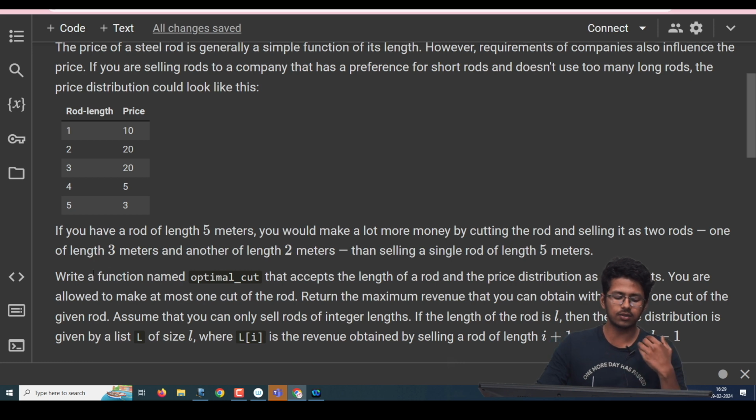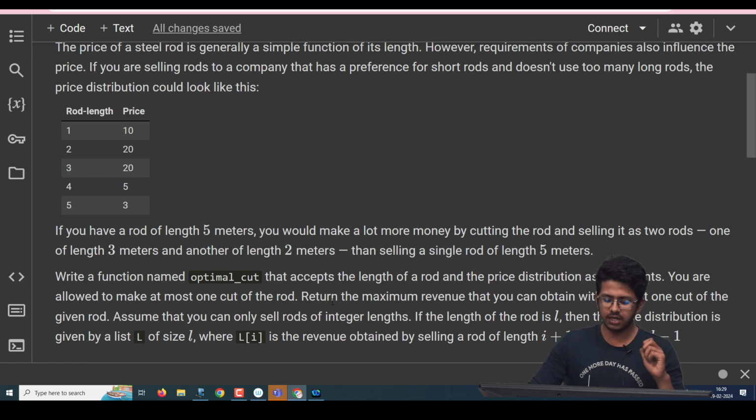So you are asked to write a function named optimal cut that accepts the length of a rod and the price distribution as arguments. You are allowed to make at most one cut of the rod. So you are given a length of a rod and the corresponding price distributions as well. You can cut the rod at only one place and divide it into two pieces. So these two pieces should give you the maximum profit.